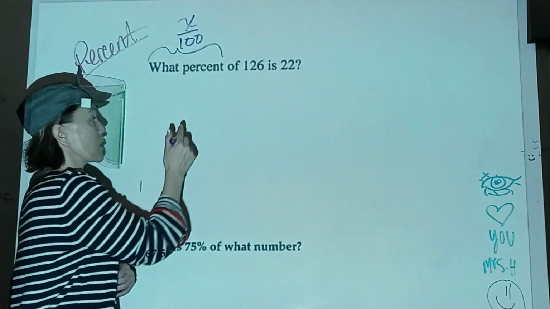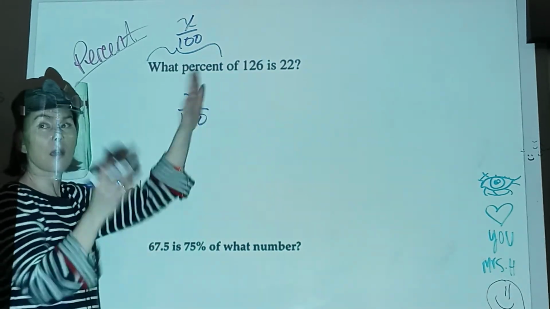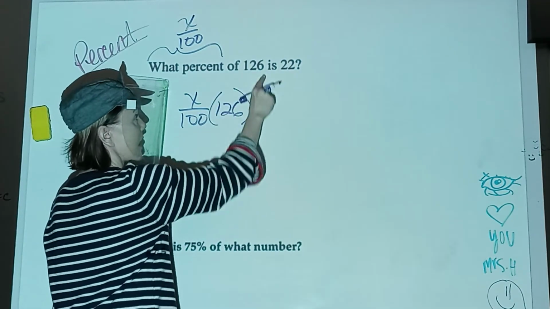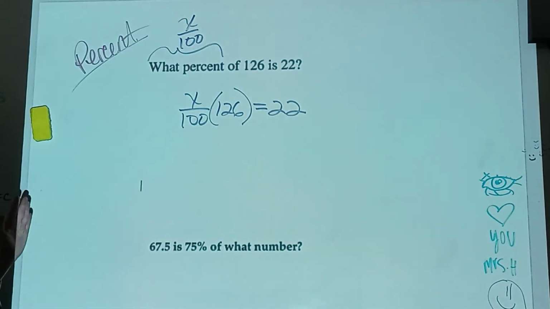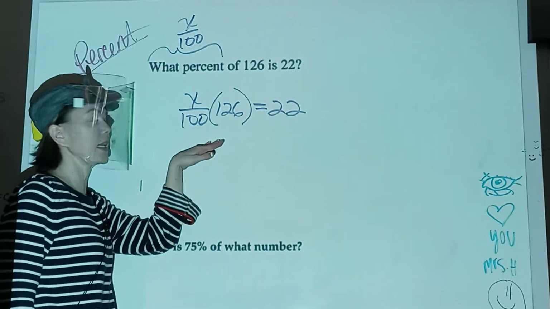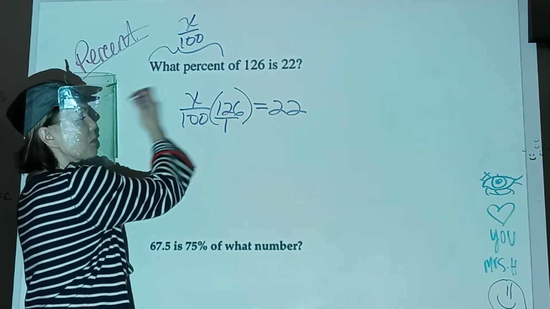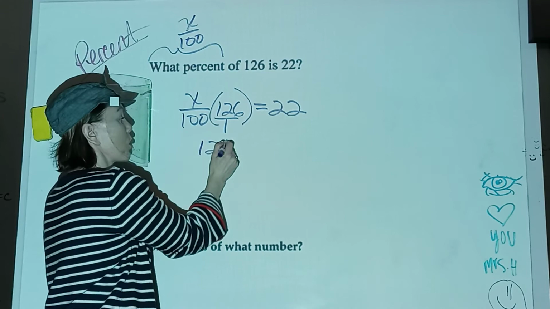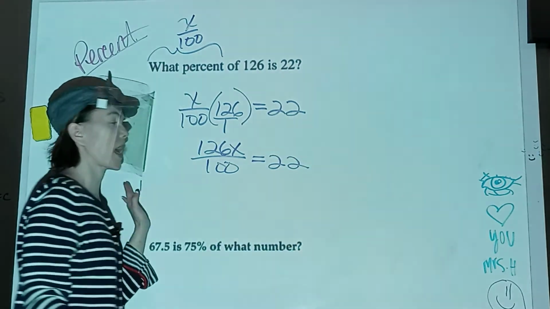So when you see what percent, you write X over 100. Now, how do we represent the word of? With parentheses. What goes inside the parentheses? 126. And what does is represent? Equals, and 22. Are you with me? Now we're going to clean it up and make it even easier. Here's what we have on the left. Put 126 over 1. Multiply the numerators and denominators straight across. What does 126 times x give us? 126x. What is 1 times 100? 100, equals 22. Are you with me?